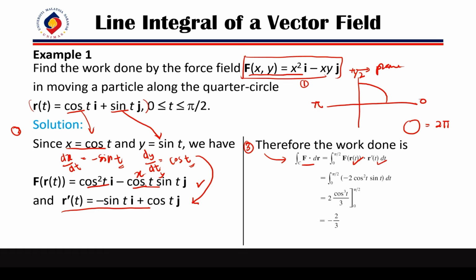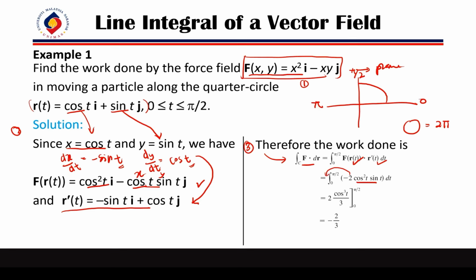Right. So next, what we need to do is how do we solve this integration if it involves cosine square t and sine t? So how do we get this? By using the U substitution technique. I believe that you have learned the U substitution technique previously. So let's say we bring the 2 outside here.